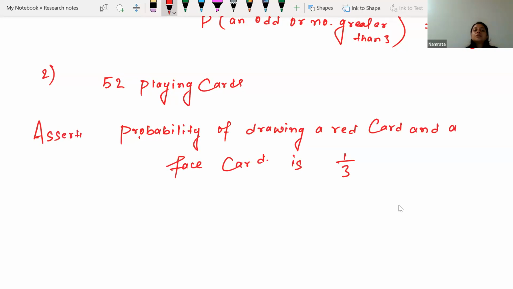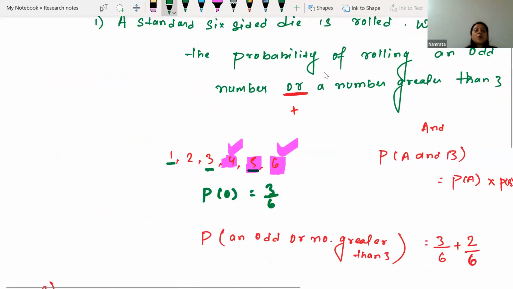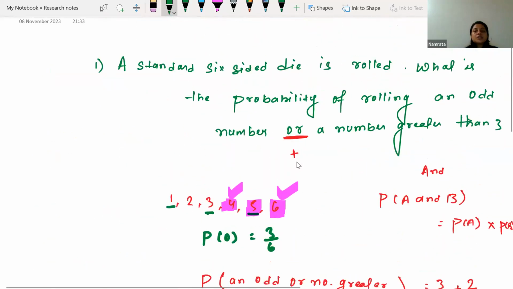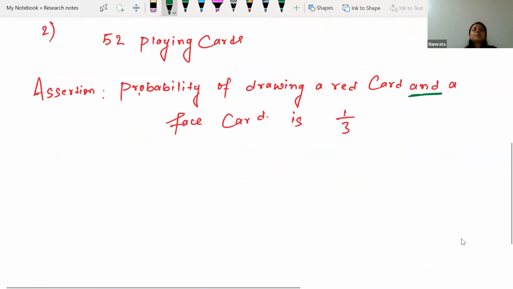If that is 1 by 3, we can say that yes, the assertion is correct. So here, if you focus on the word and, and now only we were discussing about or, and I said to you or means addition, and means multiplication. So probability of drawing a red card and a face card. So how many red cards are there? Total 52 playing cards are there. Out of this, how many red cards are there?